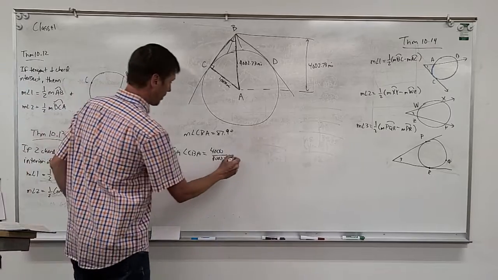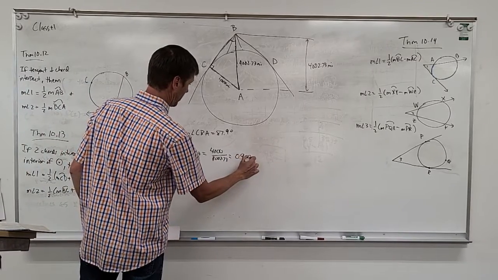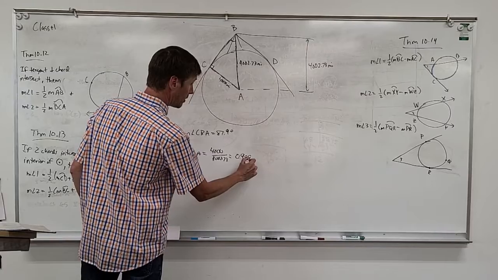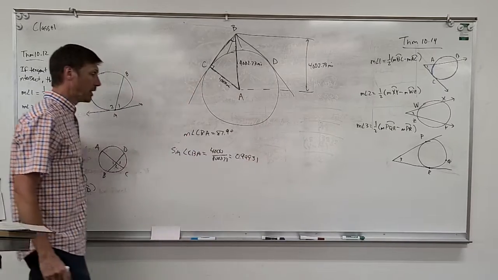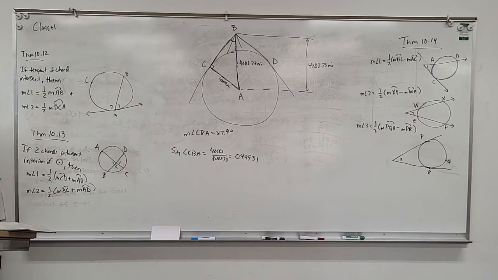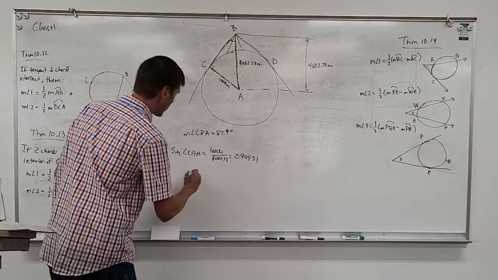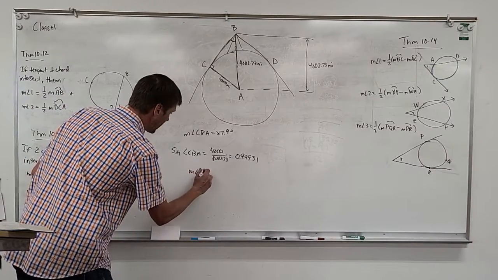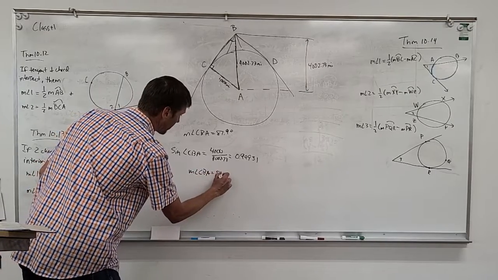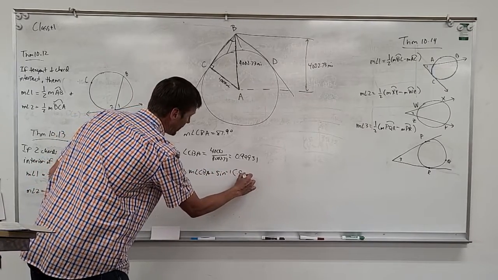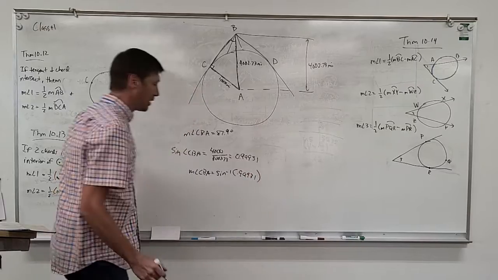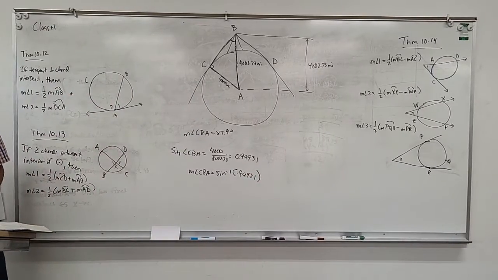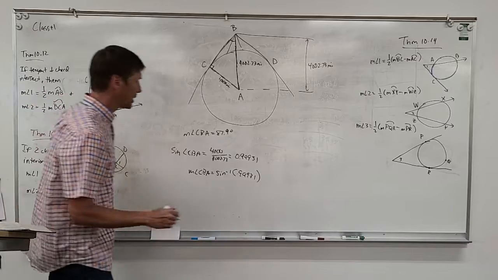0.99931. Three nines? Yes, sir. 3 1. All right. Then how would I figure out the measure of angle CBA from that? I would take the inverse sine. Remember that? So you're going to do sine inverse of that. So the measure of angle CBA is equal to the sine inverse of 0.99931. And when I do that, I should get this value here, which is 87.9 degrees.